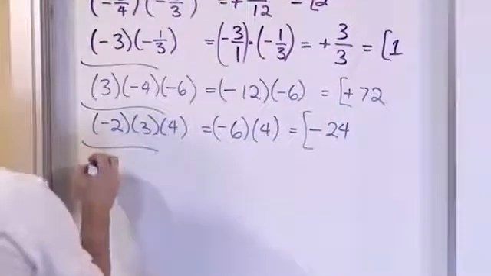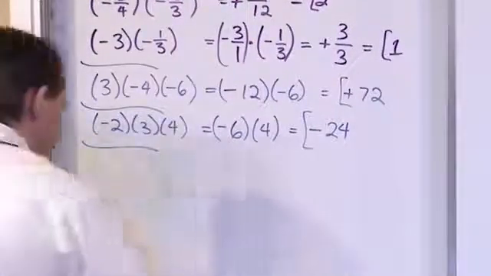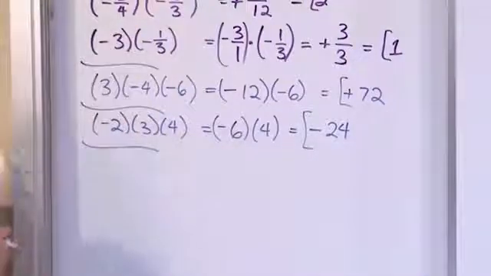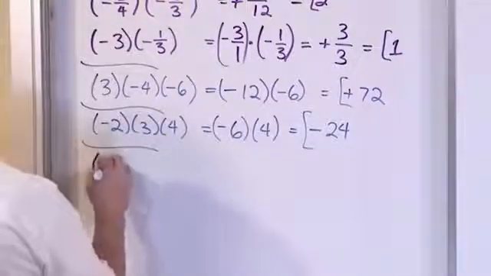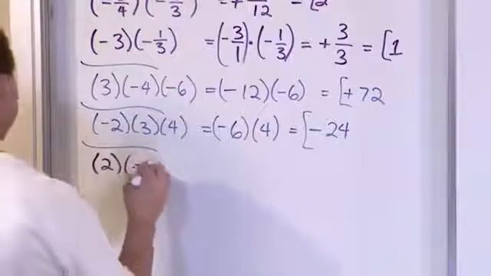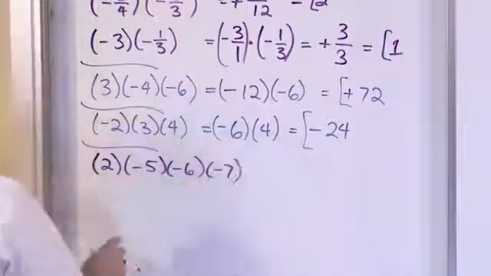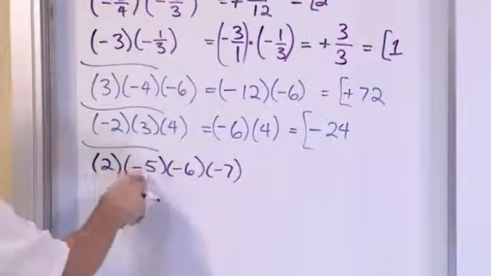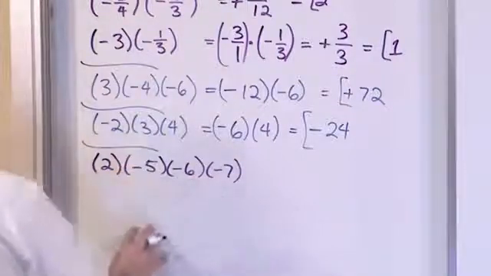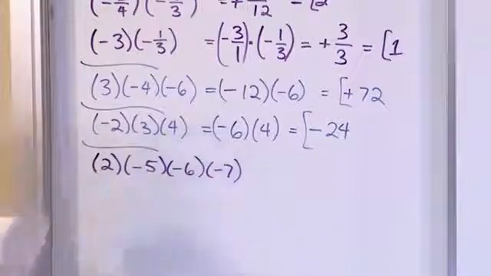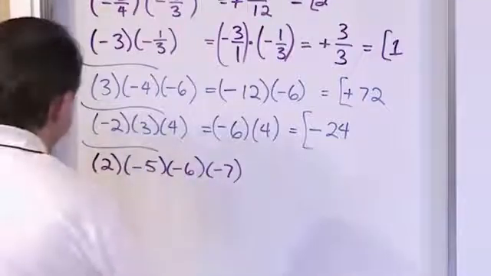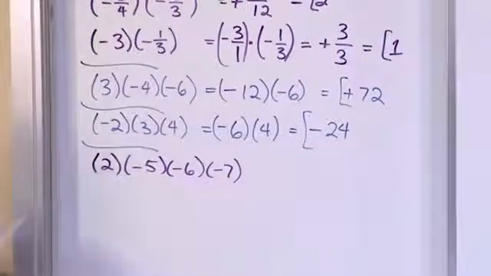Now let's go and look at one that's a little bit longer. Let me switch problems. Again, it's not hard, but I'm just trying to give you practice. 2 times negative 5 times negative 6 times negative 7. So again, we could just do these two, get the answer, and do that times this, get the answer, and then do that times this. But let's break it up into something a little different, just to do things a little differently.